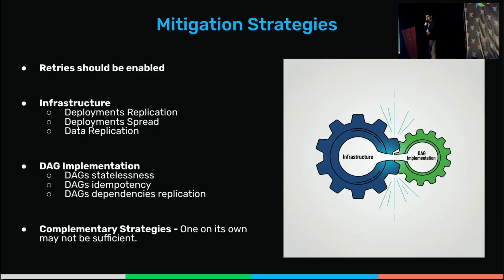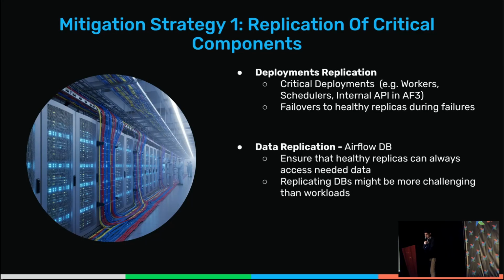And the other part will be about the DAG implementation and the analysis that should be done and kept in mind while you are implementing your DAGs, which will be in 3 points. First is statelessness of the DAGs, and idempotency if your DAGs have operations, and also, if your DAGs have external dependencies, we'll talk about the replication of those DAG dependencies. It's important to mention that those are complementary strategies, so all of them need to be implemented. If one is missing, it can affect the whole thing. So they are all crucial and necessary.